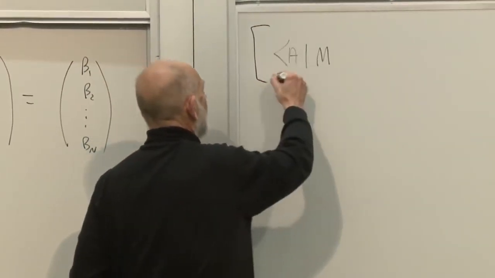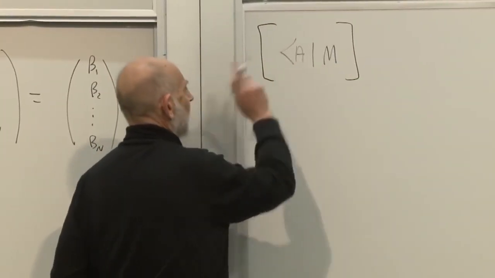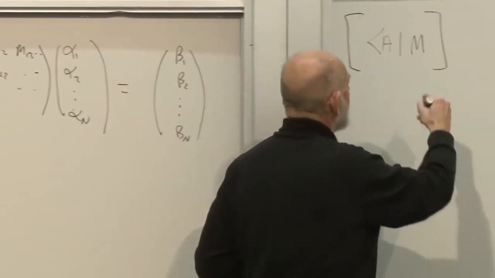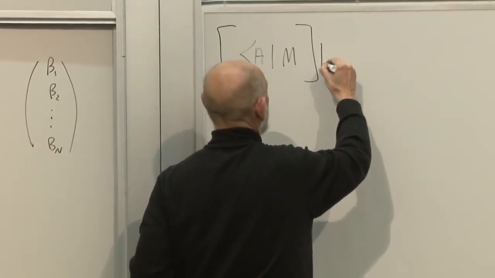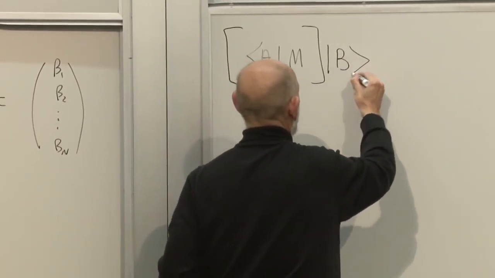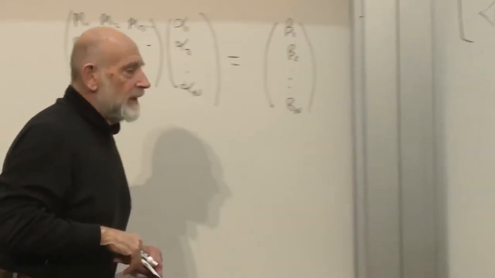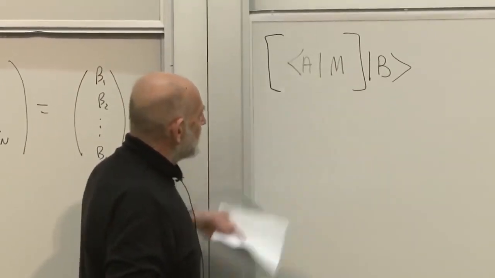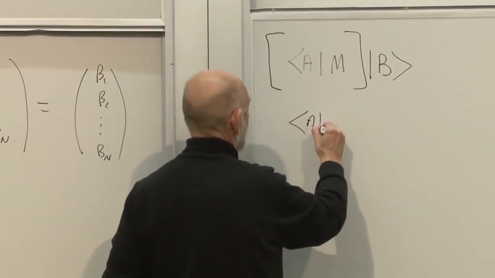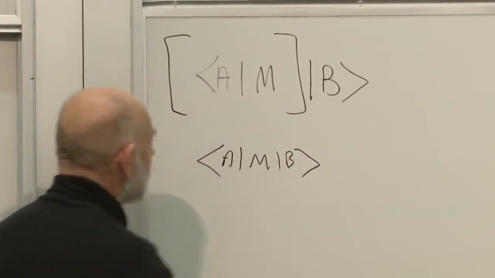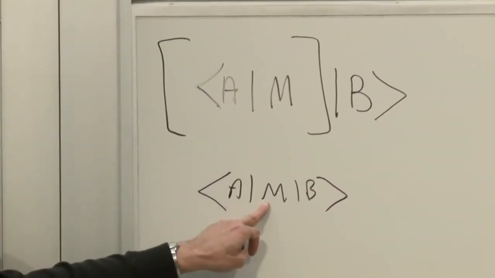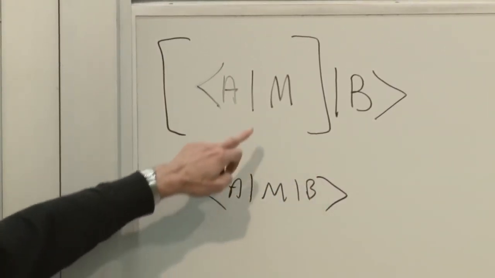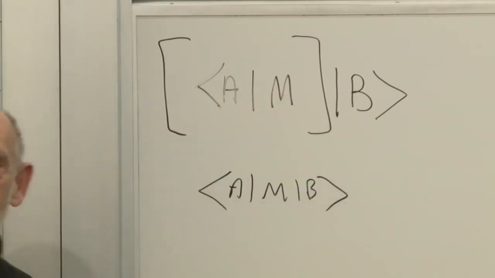Take that something and take its inner product. Let's put a bracket around it to indicate that M acting on A is itself an entity. And now let's take its inner product with another vector, B. Well, if I removed the bracket here, I would have a symbol which would look like this, A, M, B. And I really wouldn't know if what I'm supposed to do is act with M on B and then take the inner product with A, or act with M on A and then take the inner product with B.